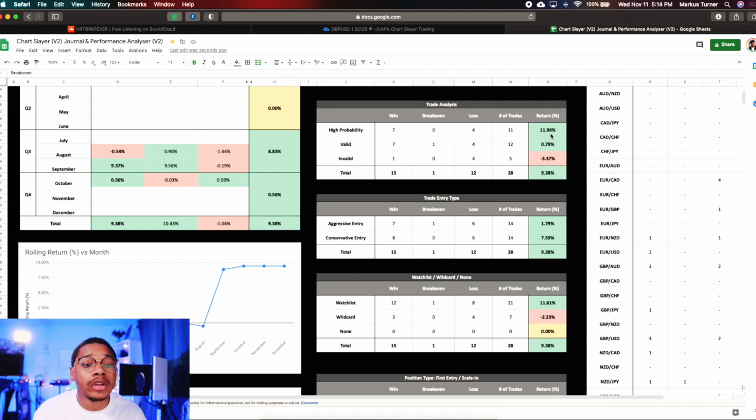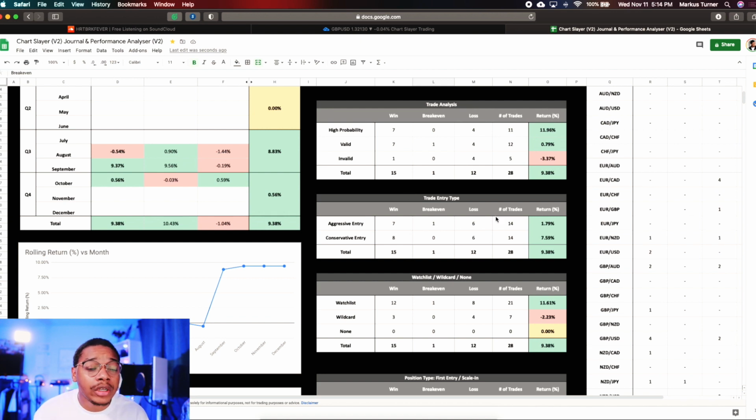So I have great returns on these high quality trades, and I'm around break even when it comes to the valid, right? So I still need to reduce. There are times when you take invalid trades, that's actually part of the game. You can't really control that, right? So that's part of the game. You're gonna take losses, right?